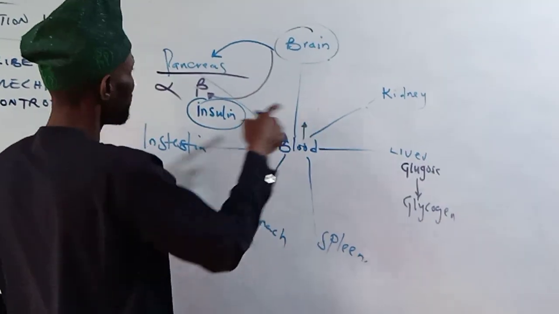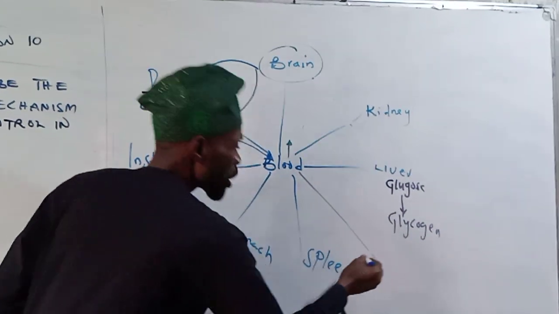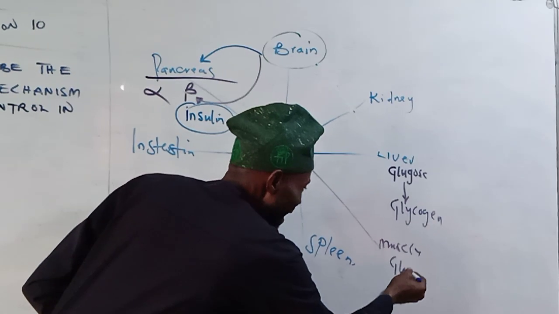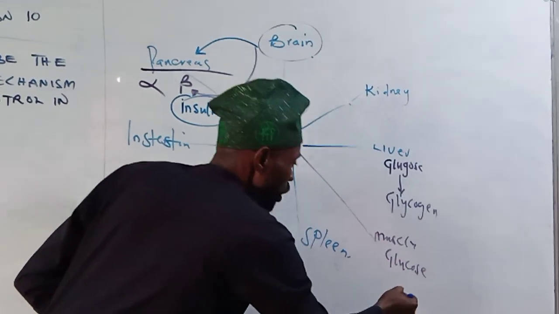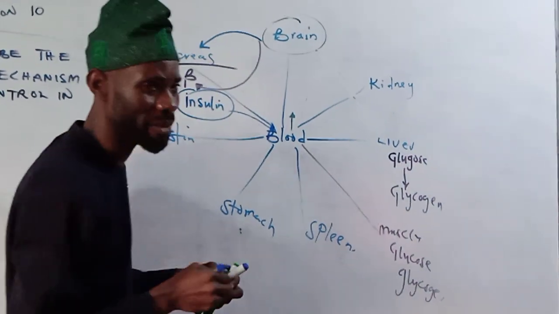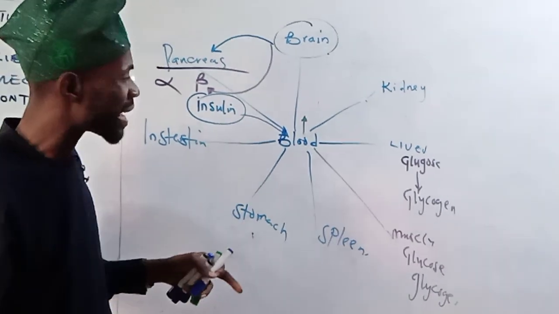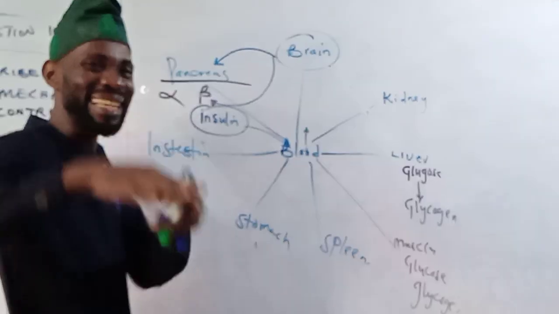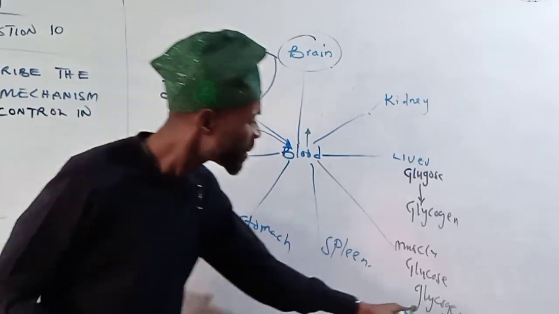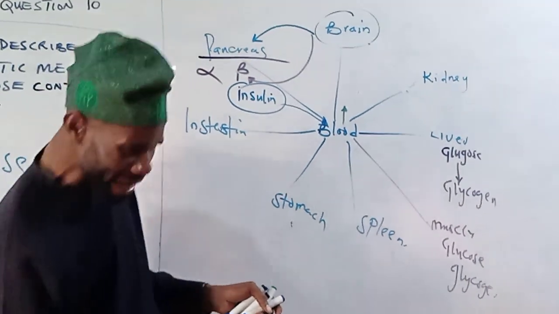The muscles also do the same thing. Let's assume here we have the muscles. The muscles also convert excess glucose in the bloodstream to glycogen. So look, this is a homeostatic mechanism. Naturally, God kept this mechanism to make sure that these substances are not in excessive amount in the bloodstream. If the level of glucose is reduced, it brings it down.